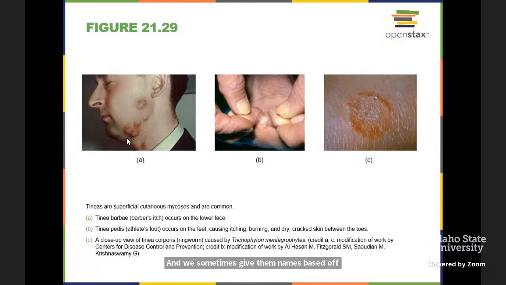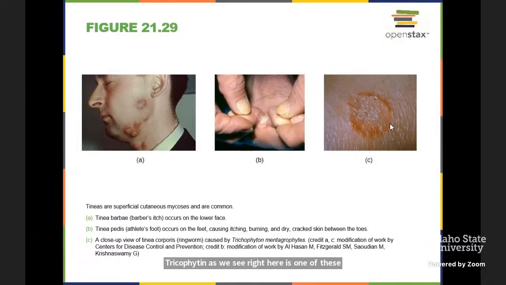Tinea barbae is barber's itch. Tinea capitis would be up on your scalp. Tinea pedis on your foot. Tinea cruris, I believe is how you say that, in your groin. They call that jock itch. All different types of body sites, but the fungal players, some overlap, all right? So trichophyton, as we see right here, is one of these culprits.